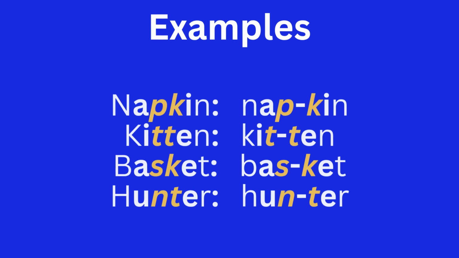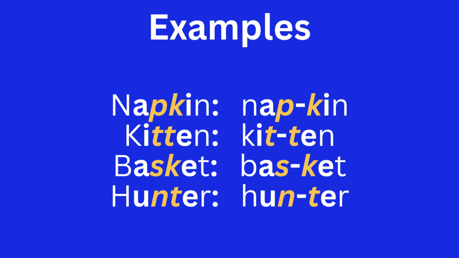Examples: napkin, napkin. Consonants PK are together, so we split in between them. PK. Kitten, kitten. Consonants TT are together, so we split in between them. TT.